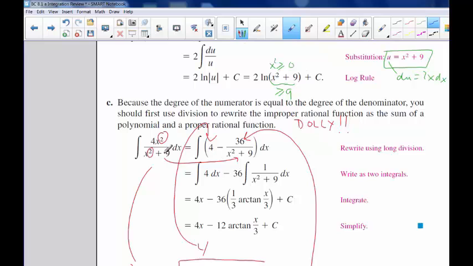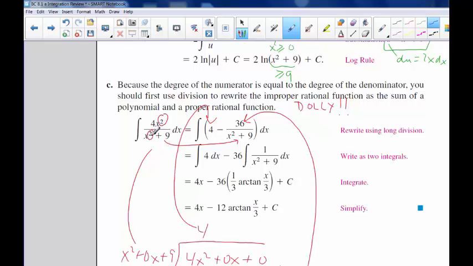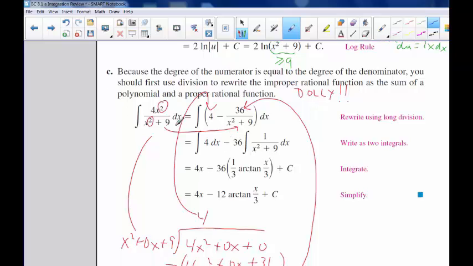The next one, of course, hopefully you'll notice is a dolly. Degree of the top equals the degree of the bottom. And the first thing they do is the division, which they don't show you. So here's the long division down here. Here's the quotient. Here's the remainder. There's the divisor. So you have the quotient plus the remainder, which is negative 36, over the divisor, which is x squared plus 9. They split that up. And again, we have an arctan.